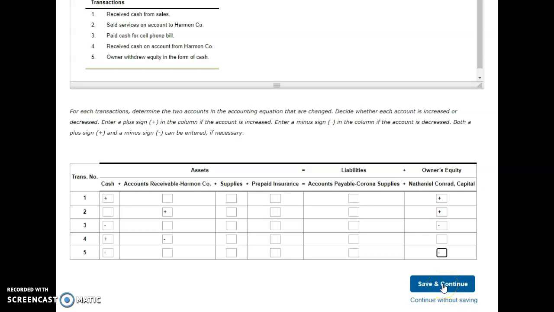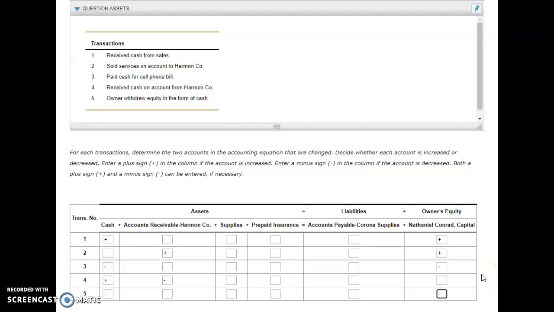Save and continue. Hopefully you don't have any questions, but if you do, please ask. Good luck with the on your own, which I think is very similar to this. The application will require you to enter amounts and carry down balances. So let me know if you have any questions.